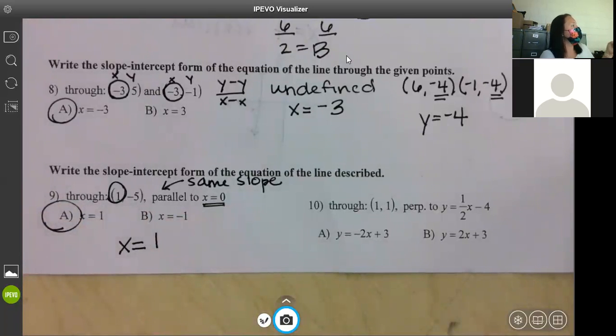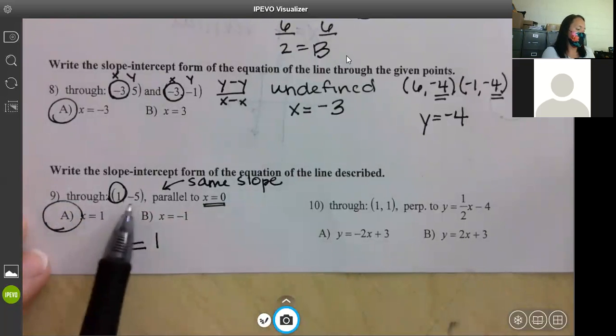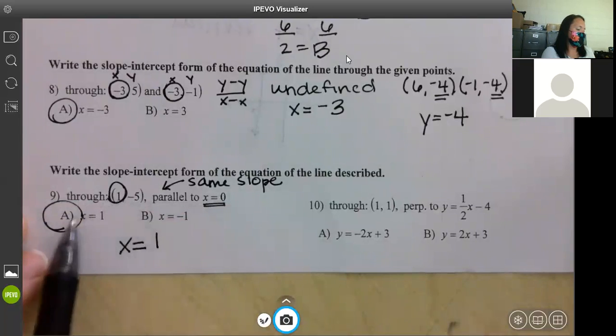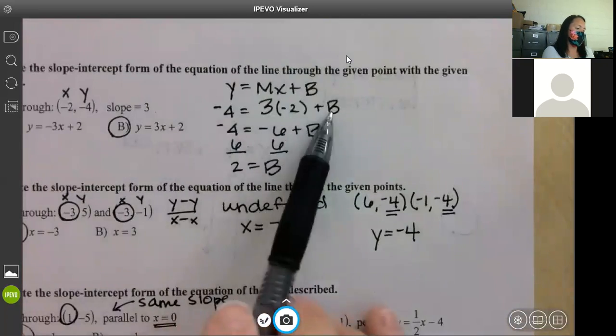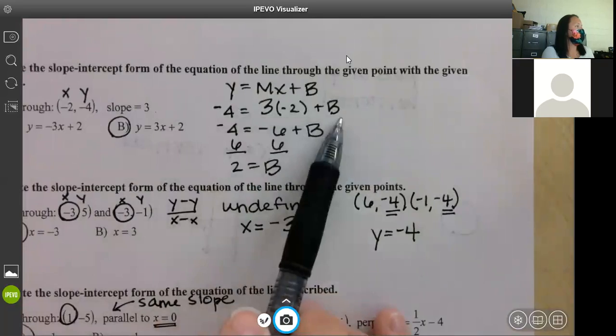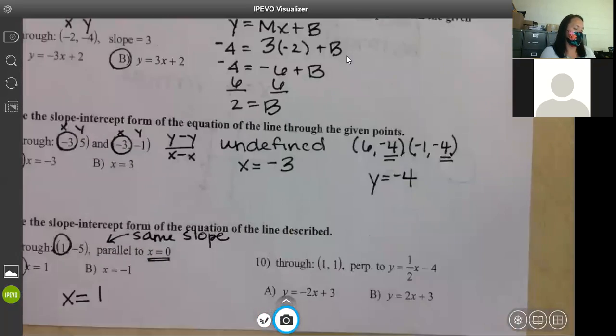If you find 2 have the same slope, then plug in the coordinate like I showed you and find the B. So again, if it has the same slope, do this. Okay, plug that in and find out what that B is so that you can see.